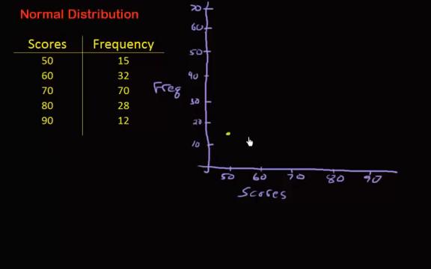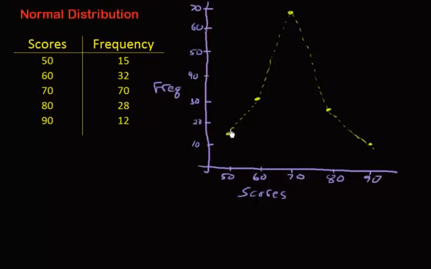Okay, so then we had 32 who scored a 60. We had 70 who scored a 70. And then an 80, that was 28 people. And then a 90, we had about 12. Okay, now if this is a frequency polygon, then we would connect these with a line. I'm going to just do a dotted line right now. Okay, so there's our frequency polygon for this corresponding distribution.